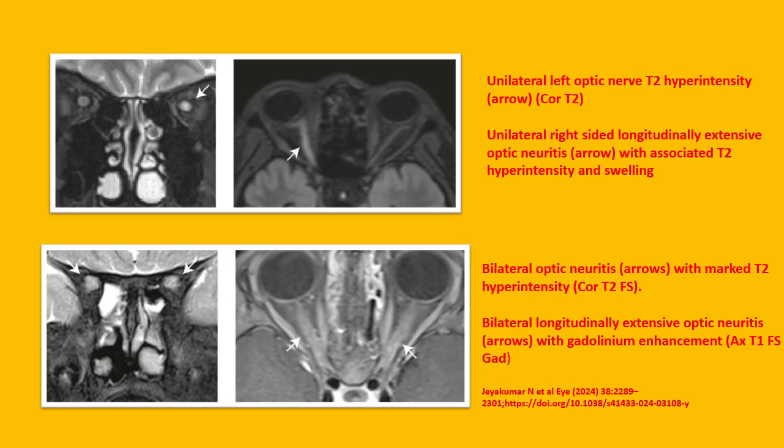This figure shows MRI features of optic neuritis. In the top images, on the left is a coronal T2 MRI showing left optic nerve T2 hyperintensity. And on the right side in the top image is unilateral right-sided longitudinally extensive optic neuritis with associated T2 hyperintensity and swelling. In the bottom image on the left is a coronal T2 fat suppression MRI, which shows bilateral optic neuritis with marked T2 hyperintensity. And on the right in the bottom image is bilateral longitudinally extensive optic neuritis with gadolinium enhancement.